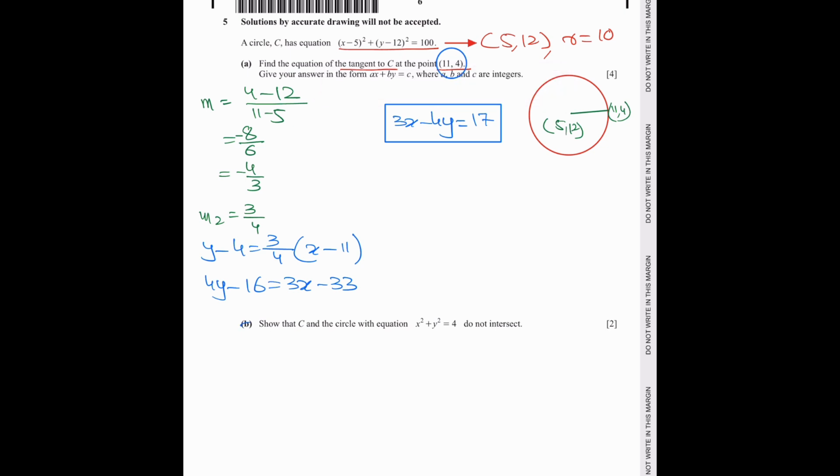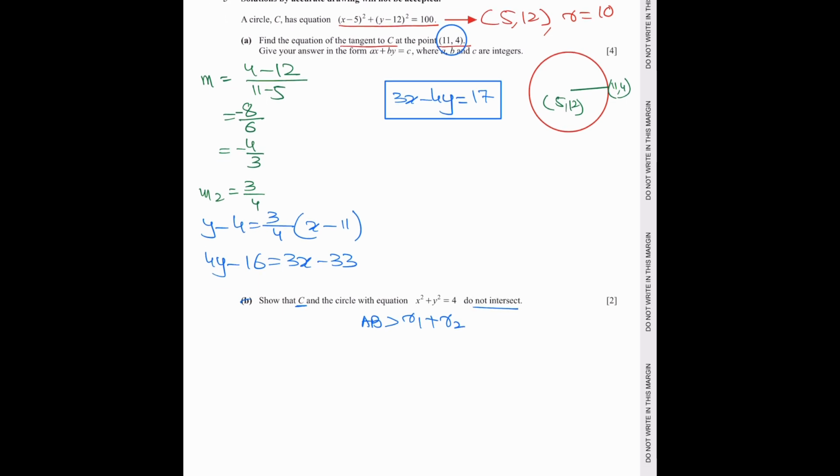In part B, show that C and the circle do not intersect. So for do not intersect, the condition is AB is greater than R1 plus R2. A is the center of circle 1, B is the center of circle 2. Find their distance, and the distance is always greater than the sum of the radii. So this gets proven.